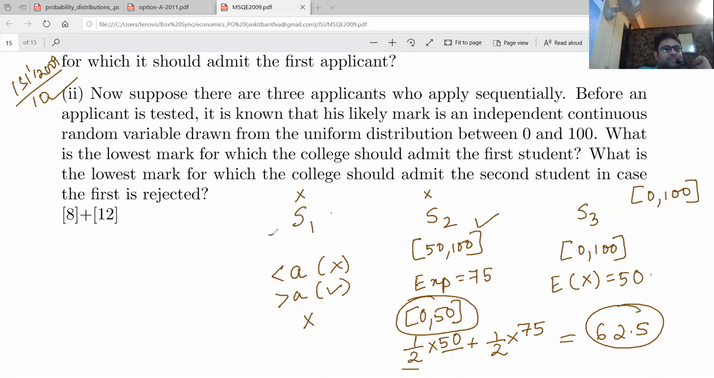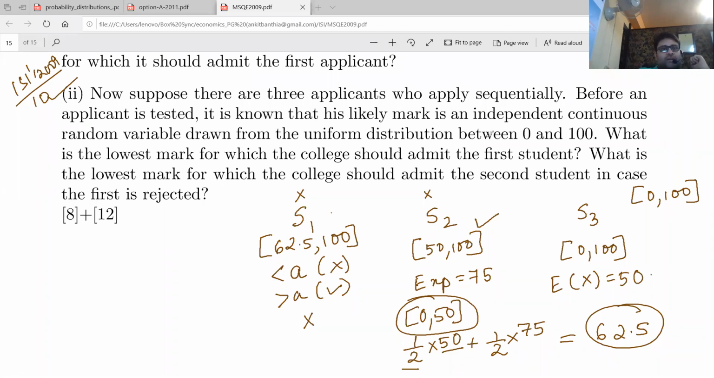So if I reject the first student, I will expect to get a score of 62.5, right? So I should accept the first student only if he gets a score higher than 62.5, and the score of acceptance of the first student will be anywhere between 62.5 to 100. Am I clear?